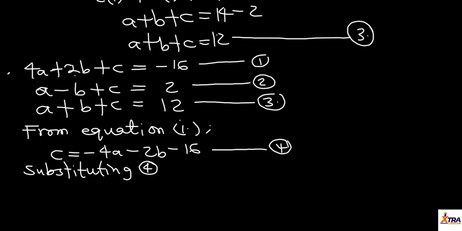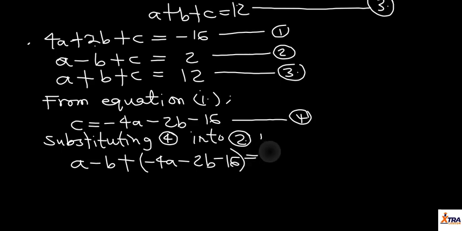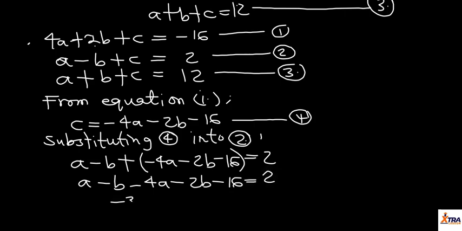Substituting equation 4 into equation 2, we'll get another equation that will simplify things for us, where we'll have a minus b plus c, where c is minus 4a minus 2b minus 16, which is equal to 2. Opening the bracket, I have a minus b minus 4a minus 2b minus 16 equals 2. And I have a minus 4a, which gives me minus 3a, minus 3b equals 2 plus 16.